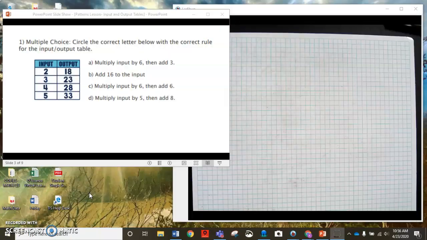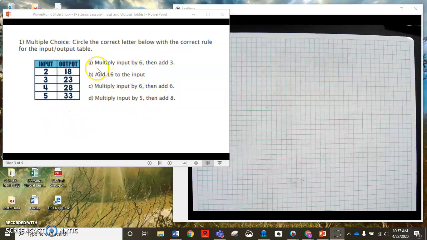For our next problem, we have a multiple choice question in which we're told to circle the correct letter below with the correct rule for the input-output table. So here are the inputs and here are the outputs, and we need to evaluate each of these options and see which one matches the table.